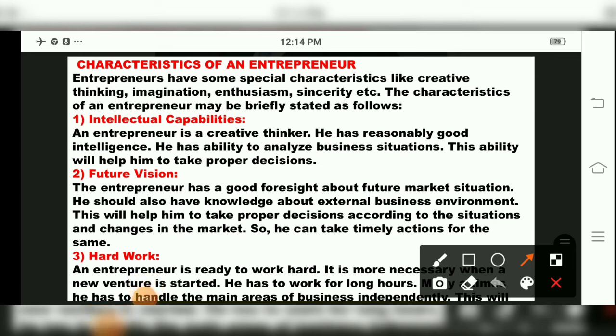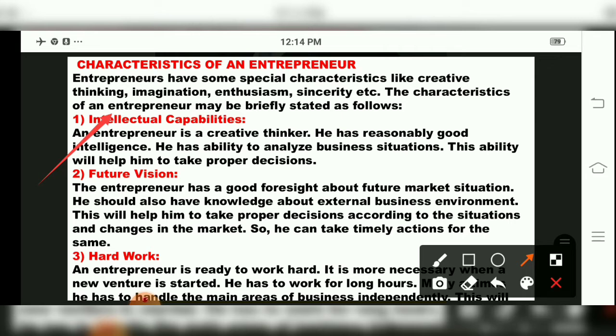Now the thing they have told is that entrepreneurs have some special characters. Say thinking, imagination, enthusiasm, sincerity, etc. These are the characters we want in an entrepreneur. So what are they? The first character, they have told, is intellectual capabilities. So an entrepreneur is a creative thinker, children. He has reasonably good intelligence. He has the ability to analyze business situations. This ability will help him to take proper decisions.